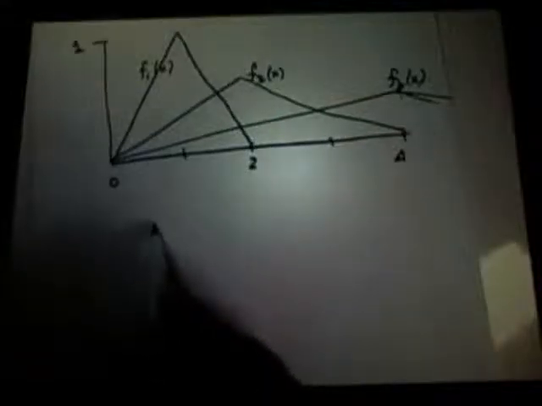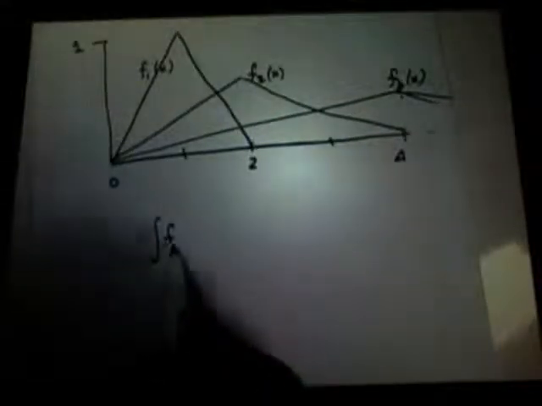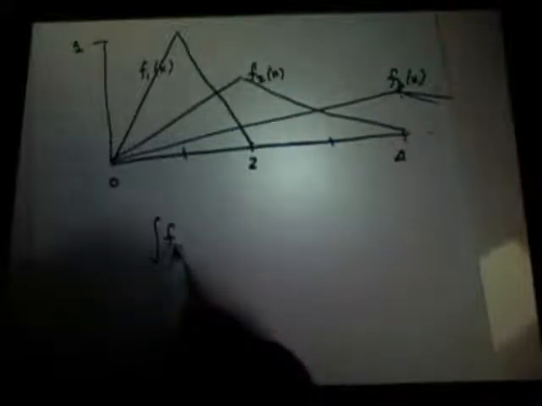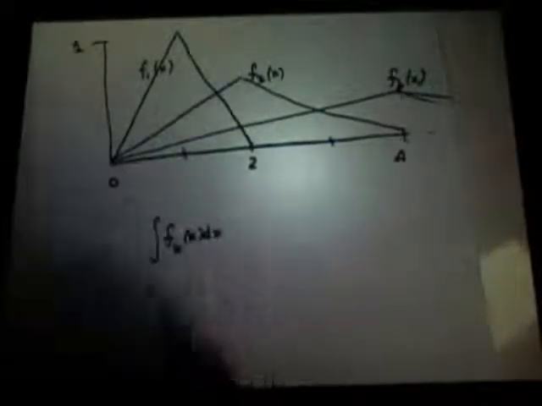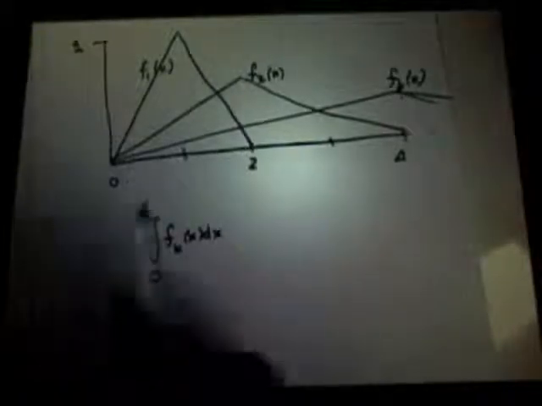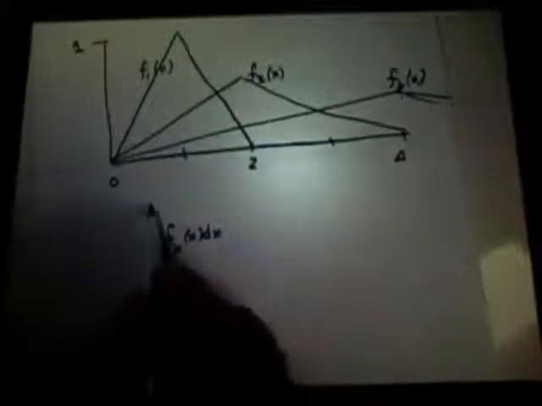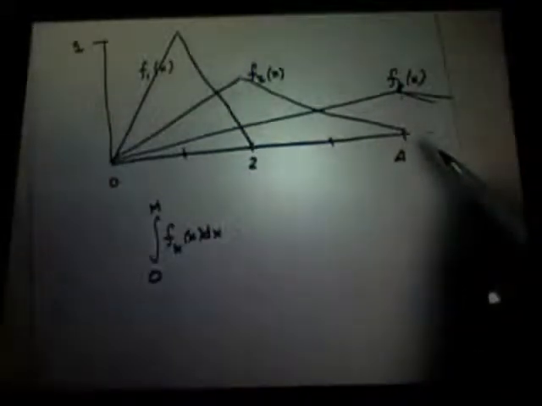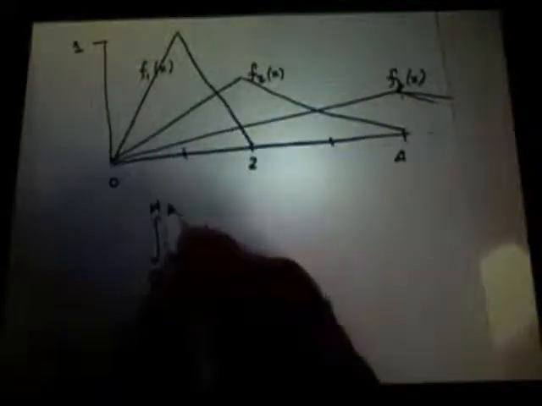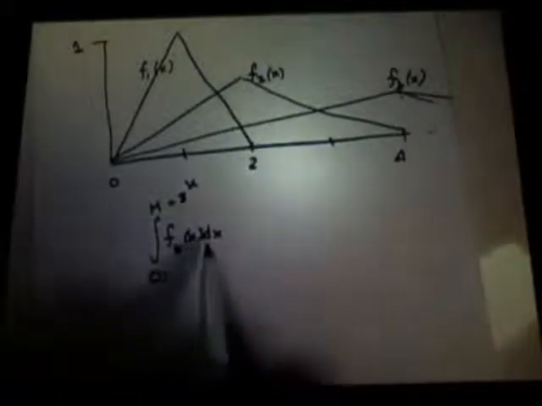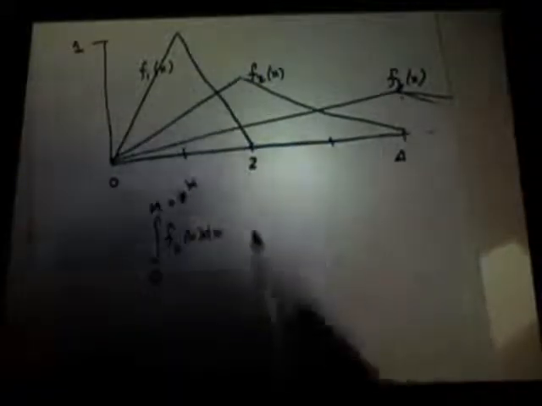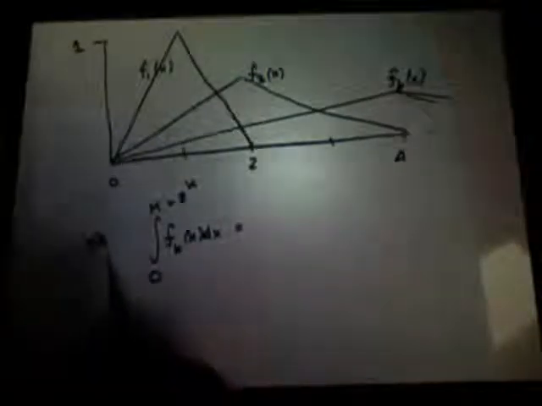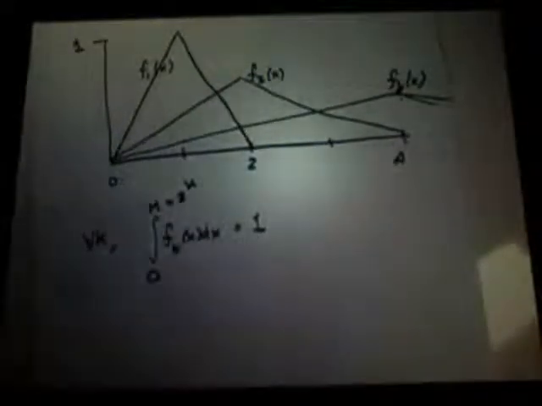If I integrate f_k of x dx from 0 to, let's just pick a very big number at the moment, much greater than 2 to the k. If m is 2 to the k, that's beyond, in other words, all these turn to 0 at m, for all k. That's going to be 1, right?